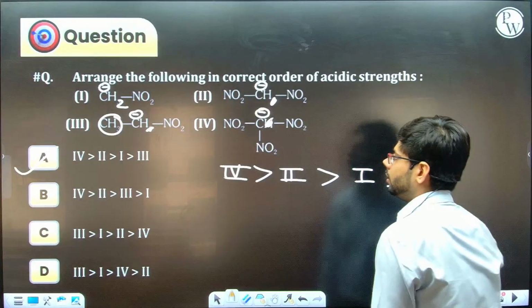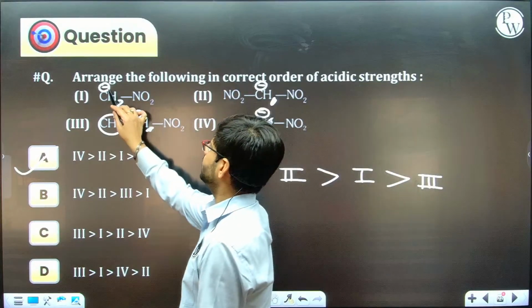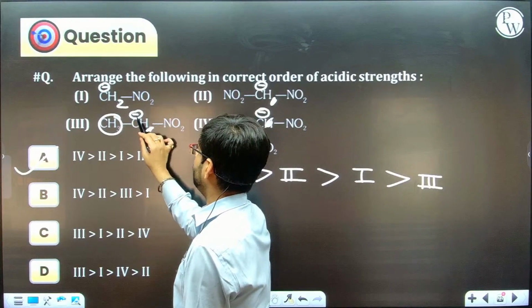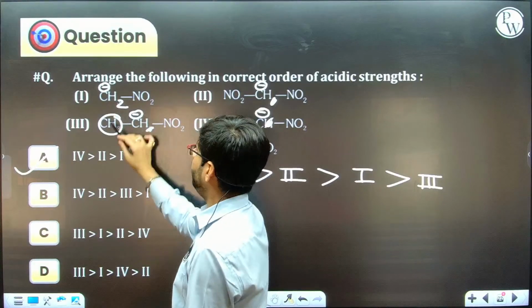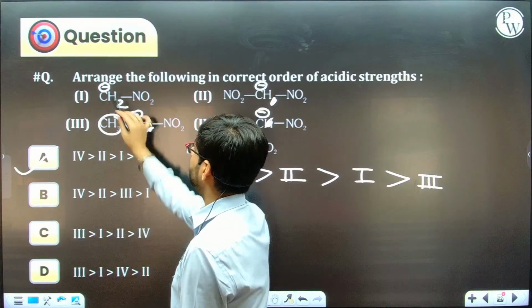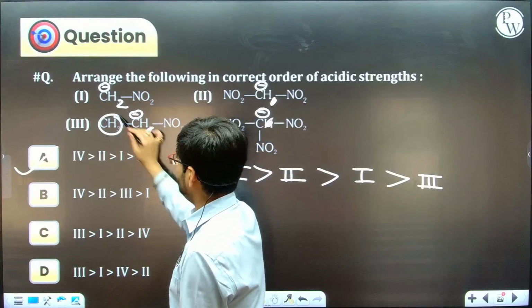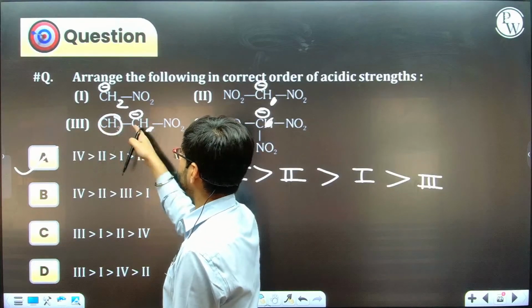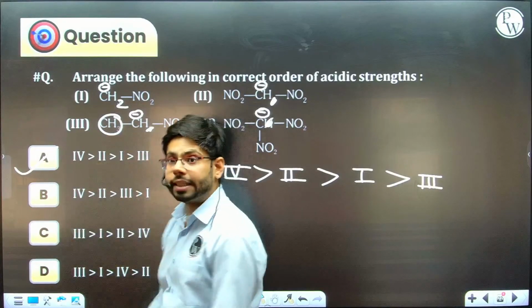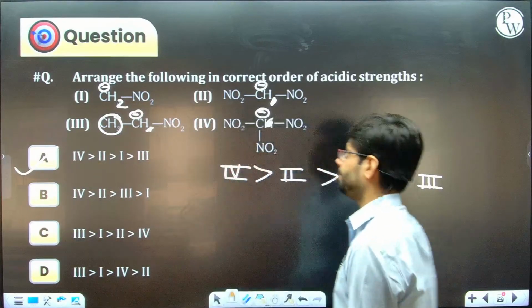Four, 2, 1, 3. See, this negative charge is stabilized by the minus M of NO2. Here also the negative charge is stabilized by the minus M of NO2. But why is 1 more acidic than 3? Because in 3 you have this additional group R. R attached to a negatively charged carbon decreases the stability of the negative charge.